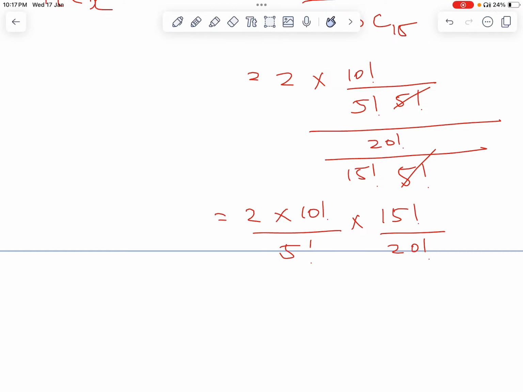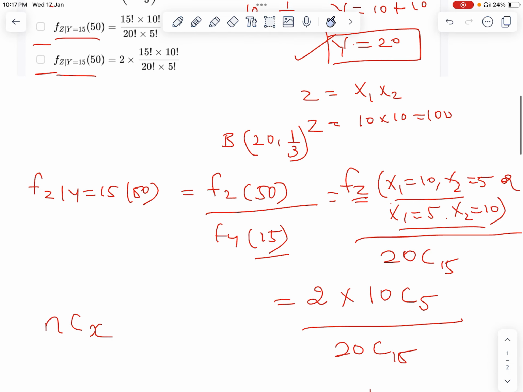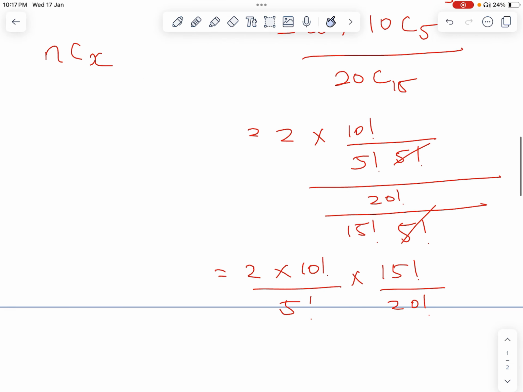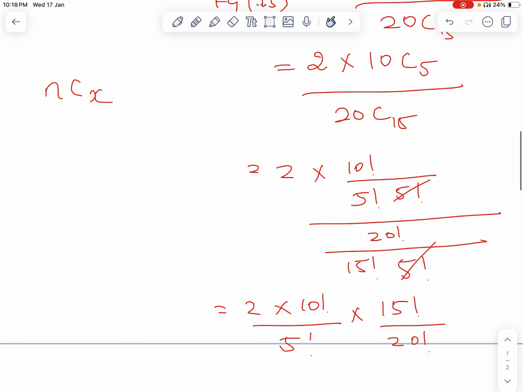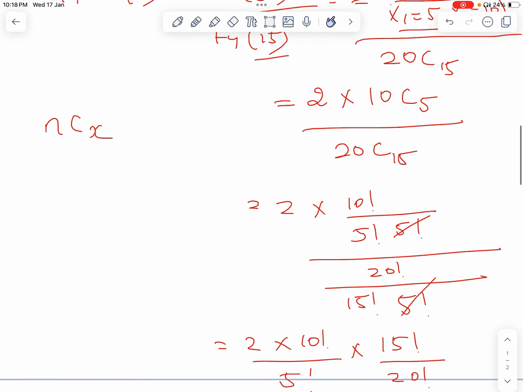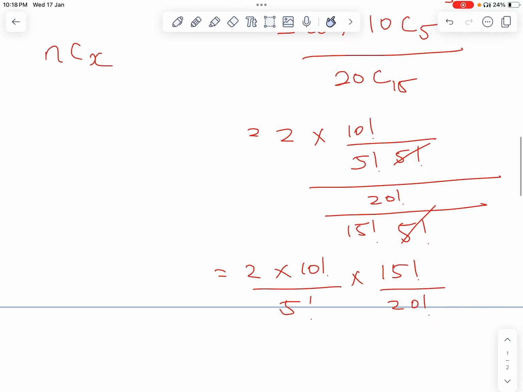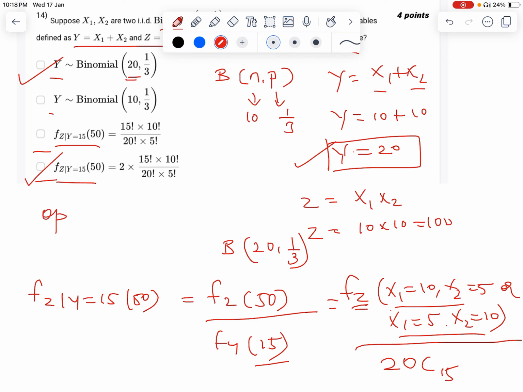Now comparing options 3 and 4, which will satisfy? So 2 into 15 factorial into 10 factorial divided by 20 factorial into 5 factorial. Therefore, option 4 is getting satisfied. Option 1 and option 4 are correct.